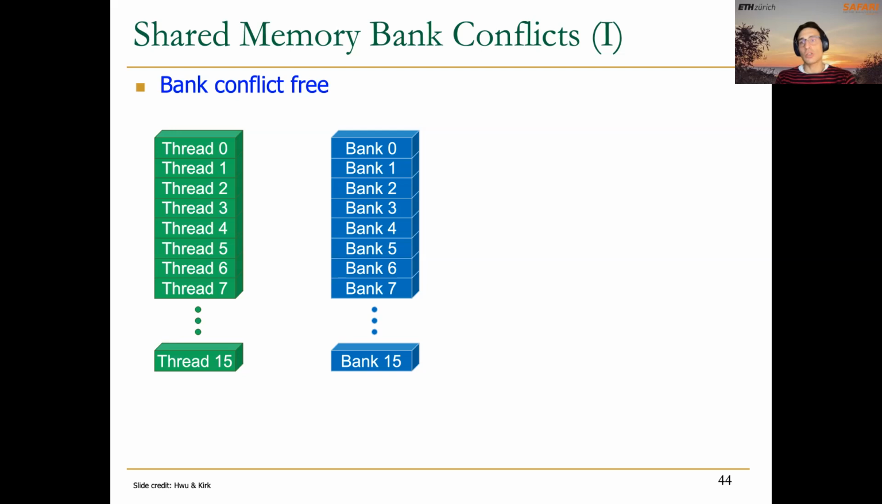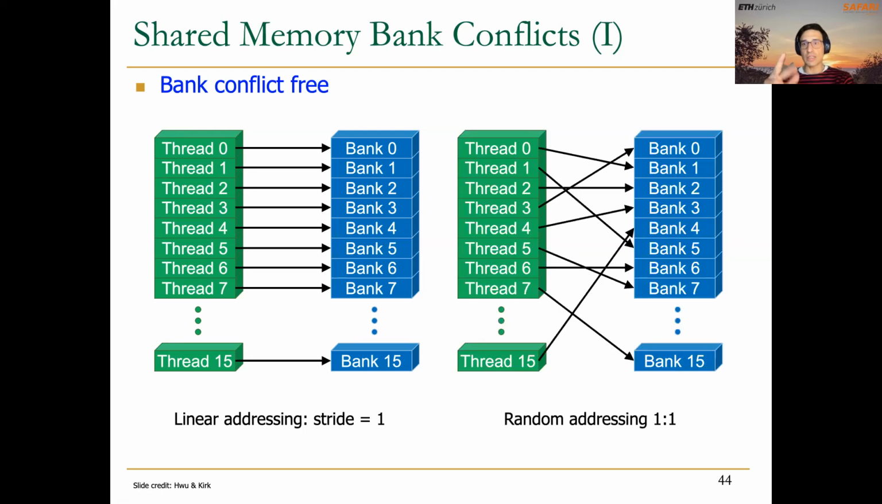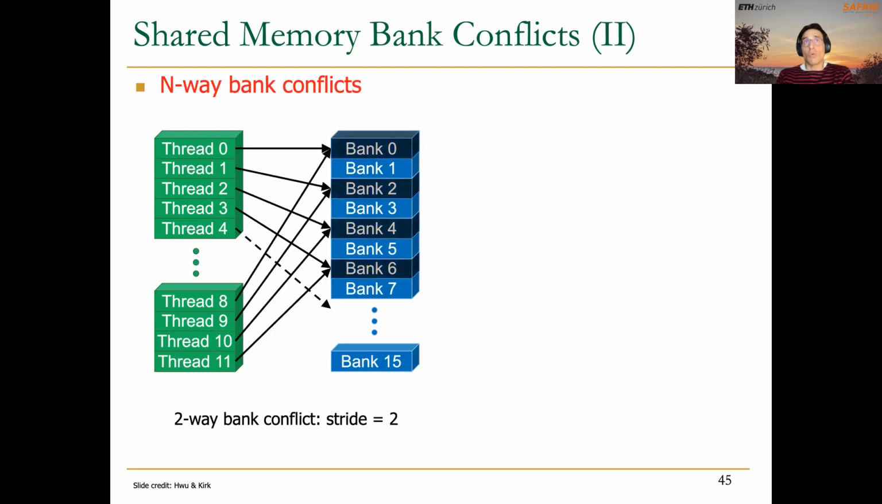Let's first see an example of a bank conflict-free access. In this case, let's consider 16 banks with linear addressing with stride equal to 1, where thread 0 accesses one element in bank 0, thread 1 accesses one element in bank 1, and so on. We have linear addressing, so there are no bank conflicts, even if the accesses are permuted or random, as long as no two threads access values in the same bank. We are fine. We have a bank conflict-free access. However, we will have conflicts every time two or more threads access elements that reside in the same bank.